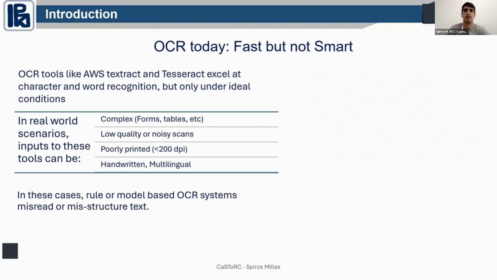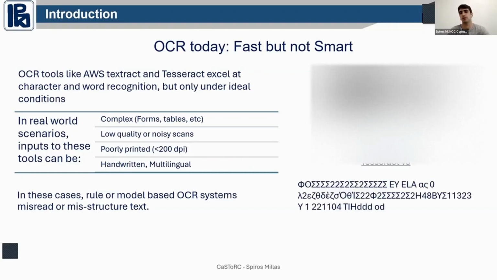Usually documents can be complex, as in tables, or they can be filled out forms. They can be noisy or low quality scans, some poorly printed, less than 200 dots per inch. They can be handwritten, multilingual, and in these cases, traditional rule or model-based OCR systems start to fail by misreading or maybe restructuring text. For example, an ID being transcribed by Tesseract leads to this example, which is not useful.